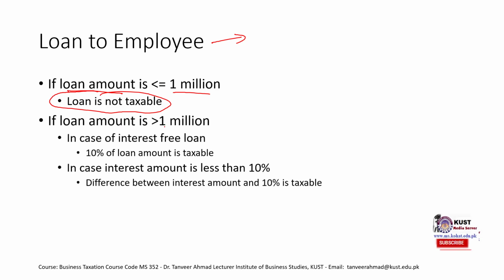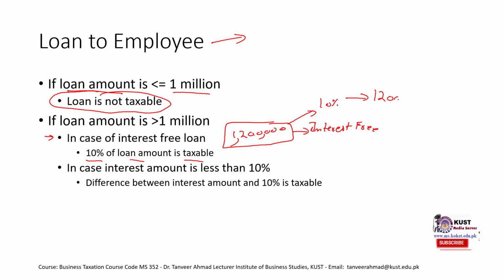What if the loan amount is greater than 1 million? Then we would again have two cases. One case is an interest-free loan. If the loan is interest-free, then 10% of the loan amount will be taxable. So if the loan amount was, say, 12 lakh, that is 1.2 million, right? This was the loan amount that the employer provided to the employee. Now it is greater than 1 million, so we would have to check this category. If it is an interest-free loan, then 10% of this amount, which would be 1,20,000, would be taxable, right?